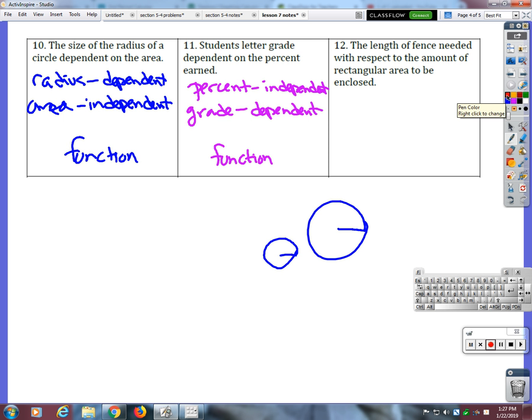All right, next one. The length of fence needed with respect to the amount of rectangular area to be enclosed. Well, let's talk about that in a second. Let's first identify the independent and the dependent variables.